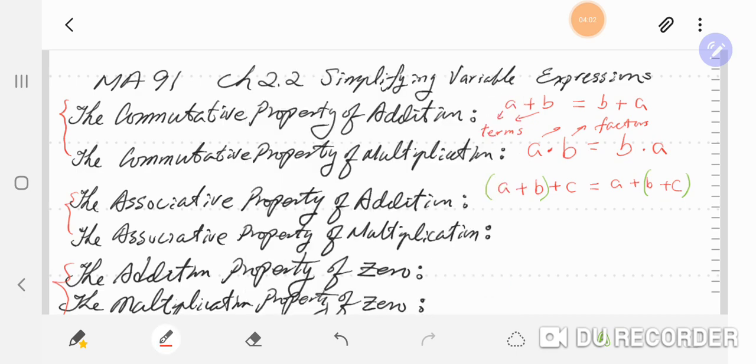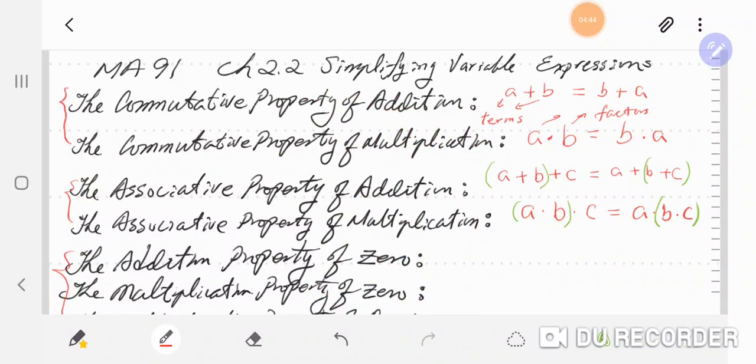How about the associative property of multiplication? Three variables, three numbers, A, B, C. A times B times C. We have exactly the same order on the right side of the equation, and this will be equal although we change the grouping. I can multiply A and B first and then multiply by C, or multiply B and C first and then multiply by the variable A. So this is called the associative property.